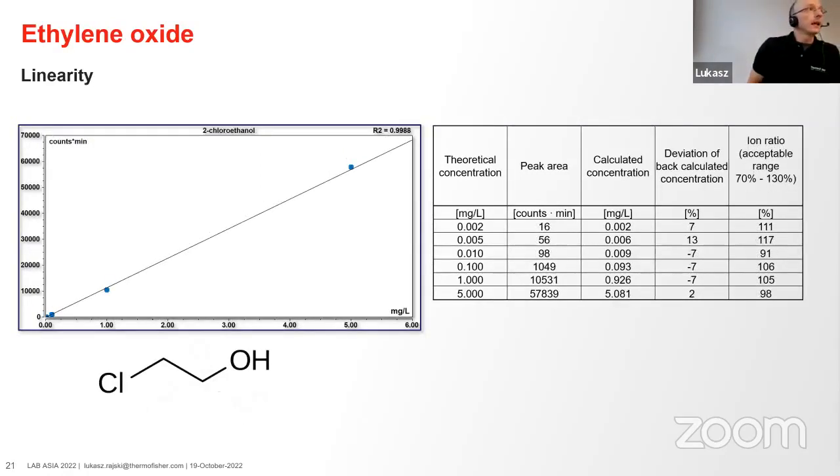Here you can see linearity for ethylene oxide. Again, deviation of back-calculated concentration below 20% and ion ratio in the acceptable range. Here for 2-chloroethanol, the ion ratio was very close to 100%. So this acceptable range was between 70 and 130%.